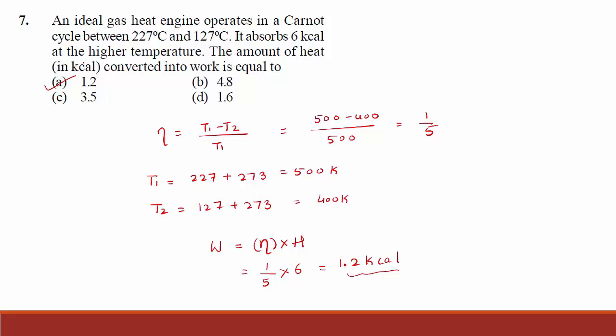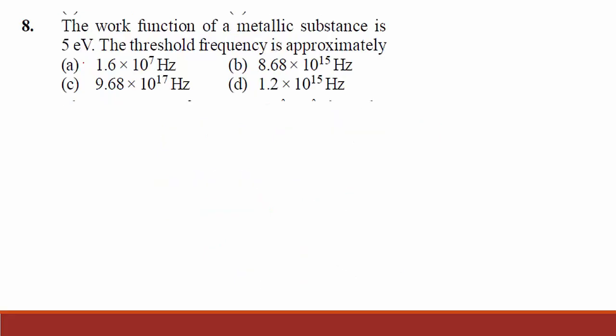Option A is right. The work function of a metallic substance is 5 electron volt. The threshold frequency is approximately. Work function is denoted by W naught. Threshold frequency is denoted by F naught, or we can use nu naught. They are related like this equation we have studied, W naught equal to H nu naught. So F naught, or we can use nu naught, both are same. So we want threshold frequency, therefore nu naught equal to W naught divided by H.